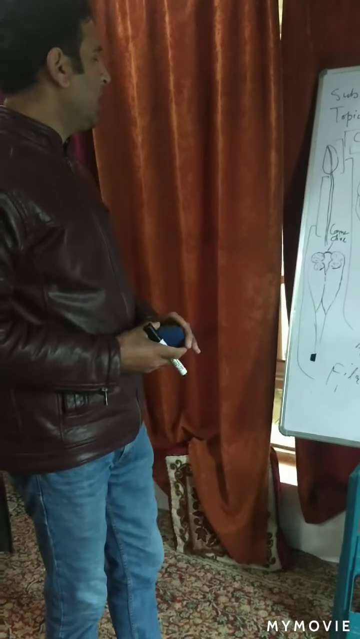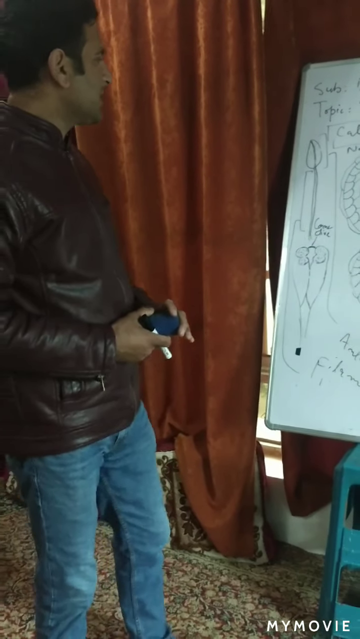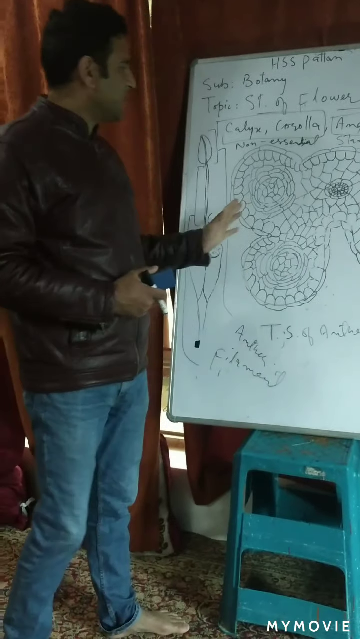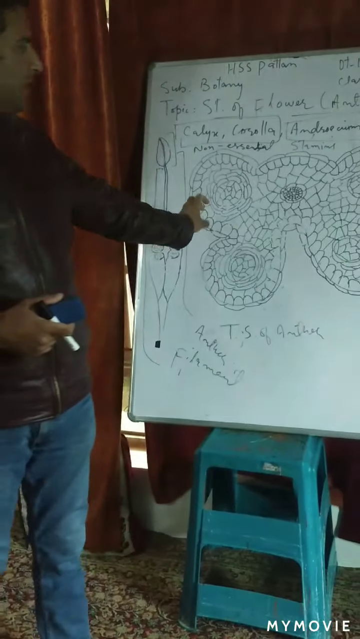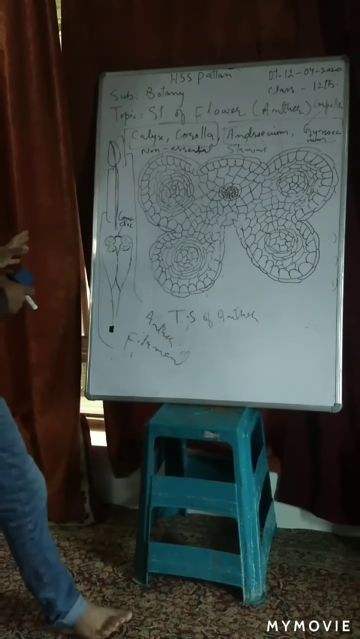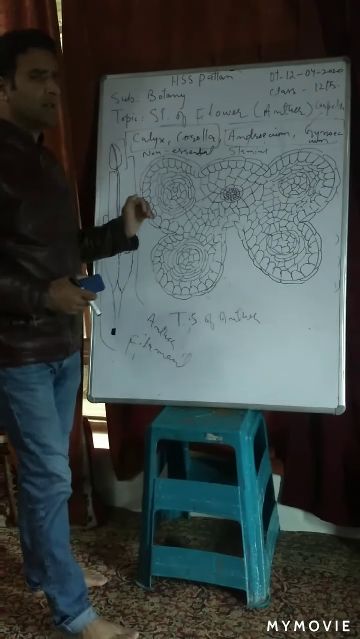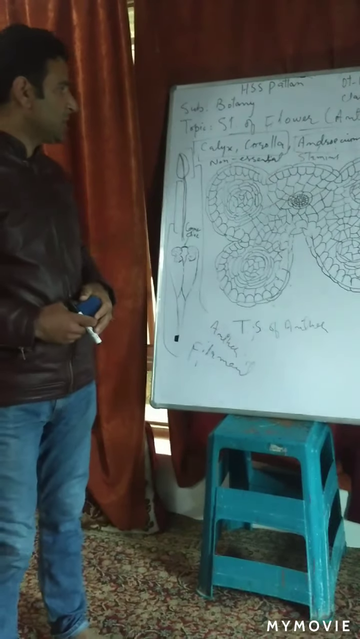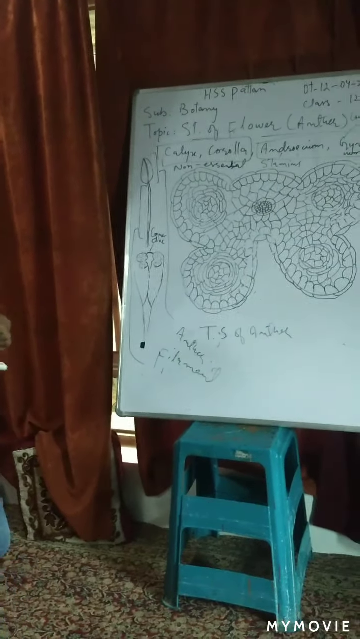Now let's try to understand the transverse section of anther. I have made these diagrams on the board already to prevent the loss of time. Now let us try to understand the different anatomical features, the different tissues which make up this anther.